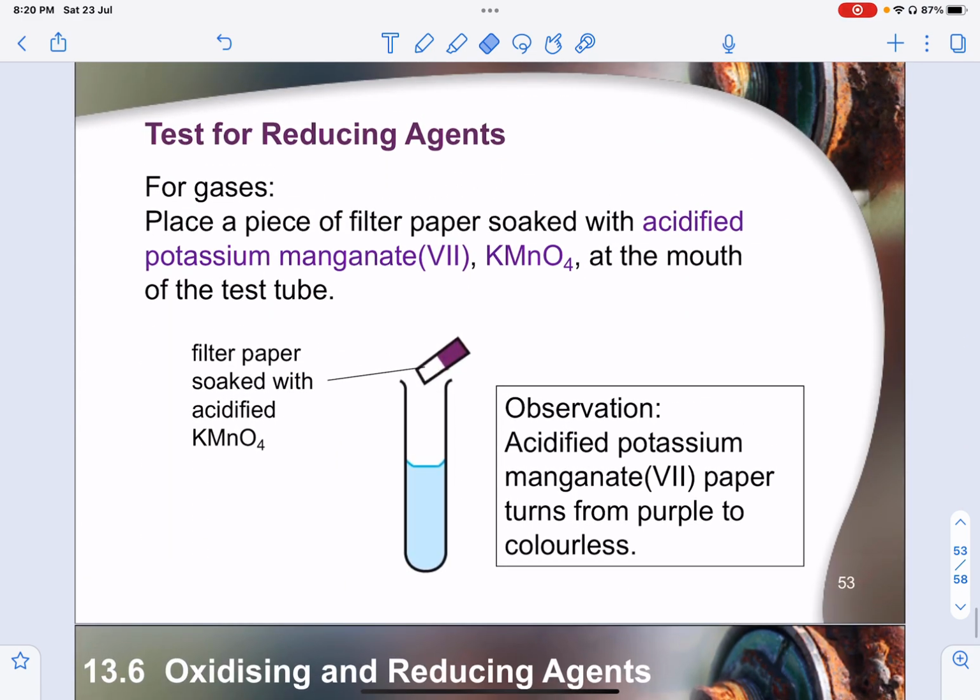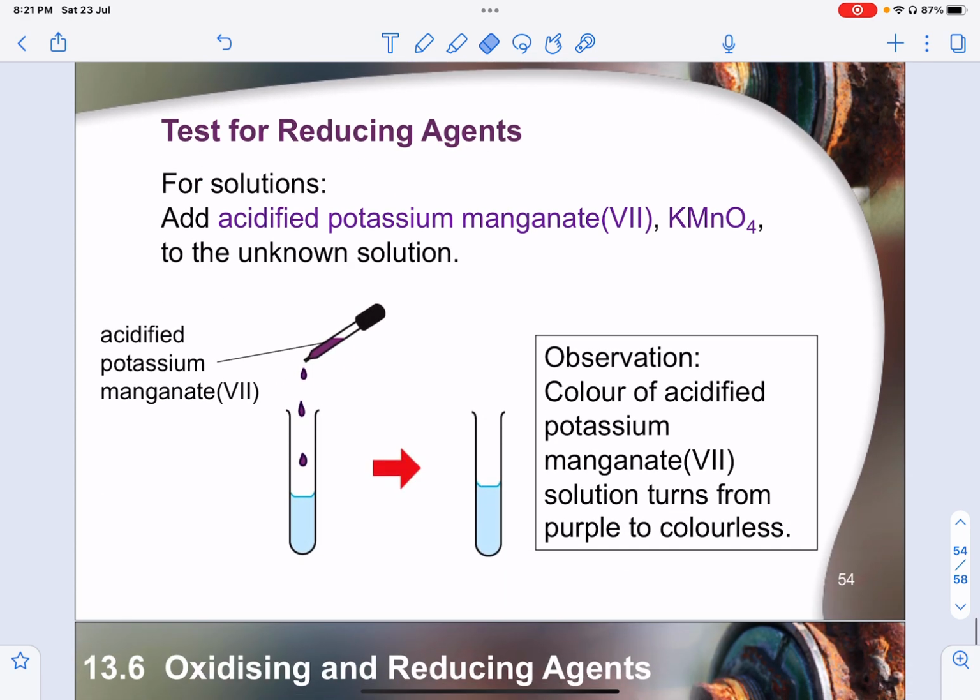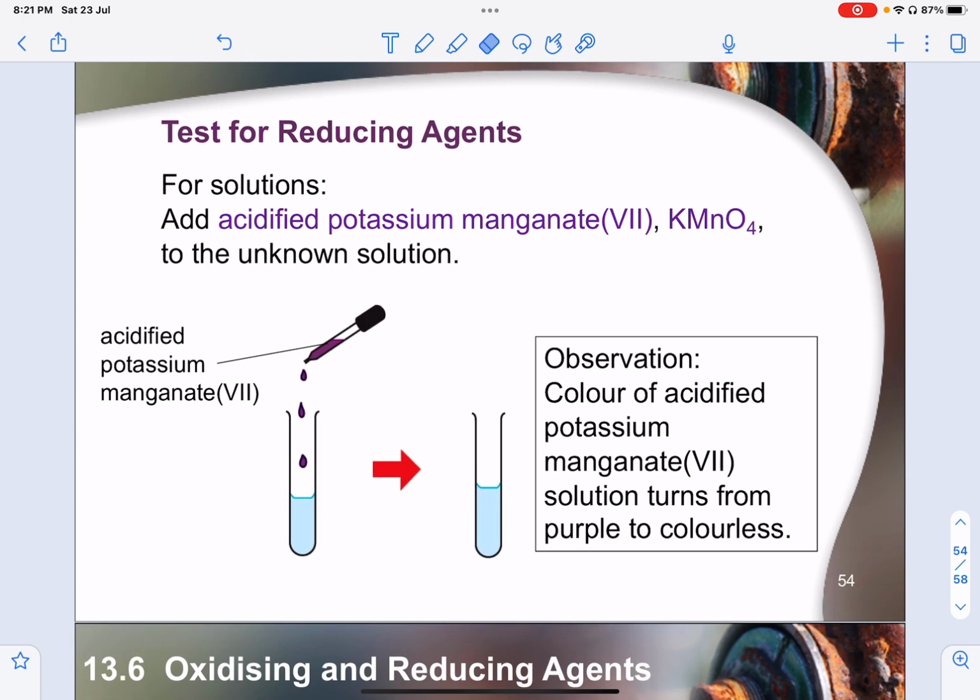Then of course, if you want to test for a reducing agent, we will throw in an oxidizing agent, and potassium manganate is one such thing. It will turn from purple to colorless after a reaction. For testing a reducing agent, we can also add the solution form rather than using the paper. When the potassium manganate gets reduced, it will turn from purple to colorless.